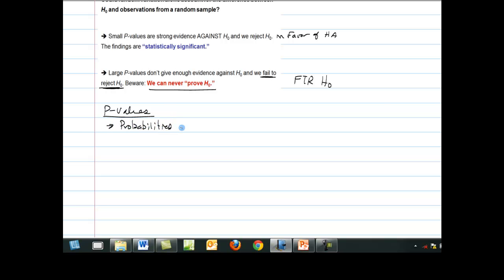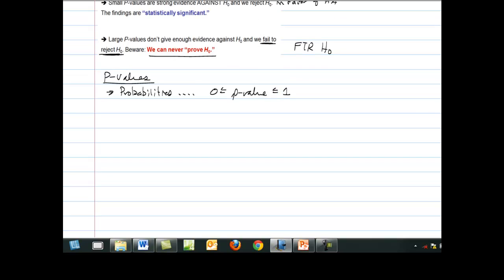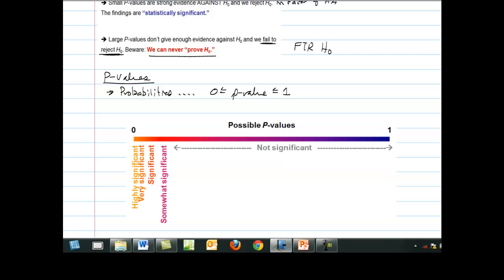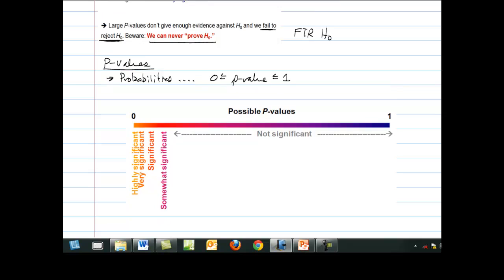And because they're probabilities, they range between 0 and 1 inclusive. So instead of writing our probability notation, I'll just put the word p-value here. So the p-value ranges from 0 to 1 inclusive. You have to have the equal sign. Now the order of magnitude of the p-value matters more than its exact numerical value, meaning comparison-wise is more important than the actual value. So the book gives us a nice graphic to compare these against.